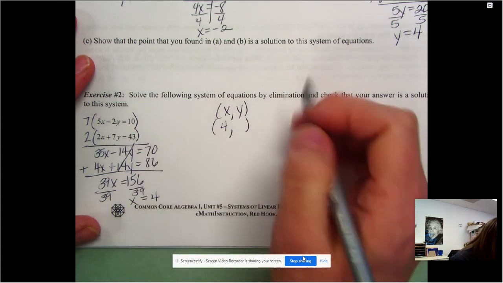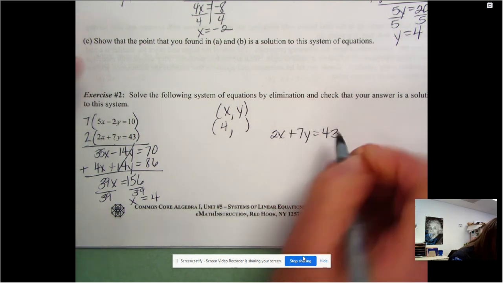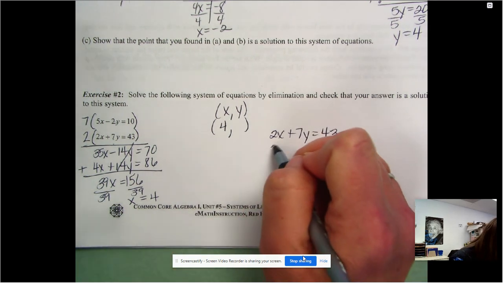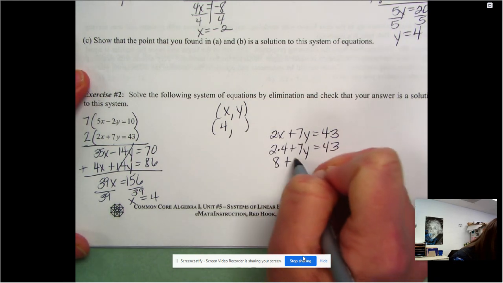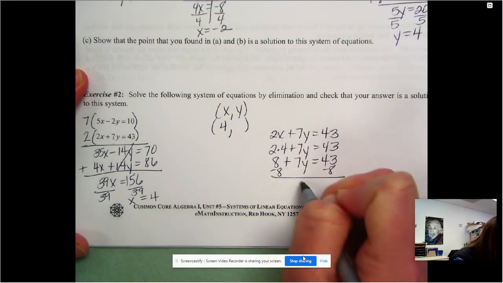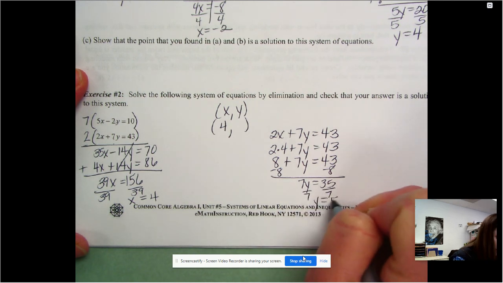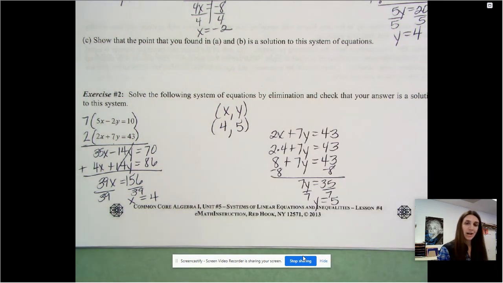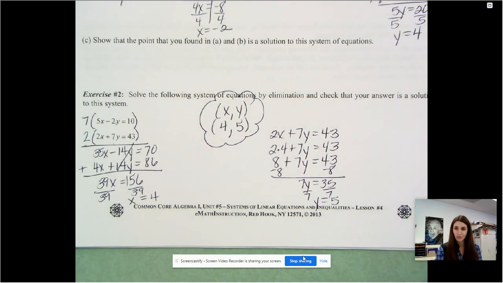So now I'm going to take one of the equations. I don't know. I'll use the second one. And I'm going to plug in the 4 for the X value. So 2 times 4 plus 7y equals 43. Simplifying that 2 times 4, I get 8 plus 7y equals 43. Subtracting the 8, we get 7y equals 35. Dividing by 7. Y equals 5 after all that. Looking at those equations and that system, I really would have thought my solutions would have been larger than they were. So (4, 5) is the correct solution set for this system of equations.